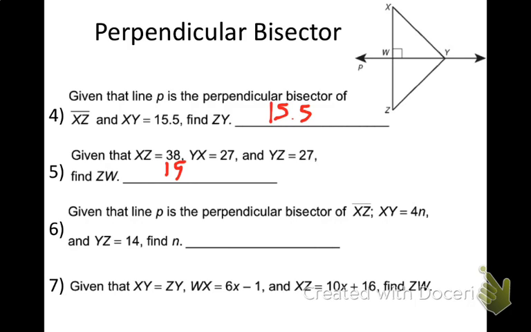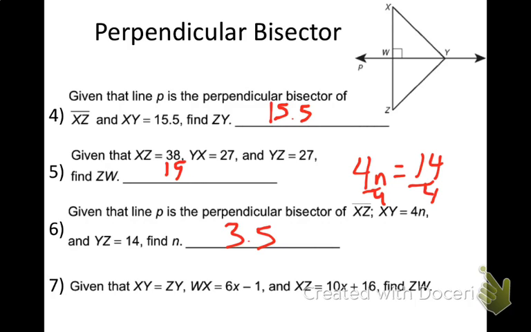Okay. Jessica, what do you have for an answer? Nice job, ma'am. 3.5 is correct. Yeah, you'd set those equal to each other, so 4N equals 14. Divided by 4. 14 divided by 4 is 3.5. 3.5. Good work. And number 7.